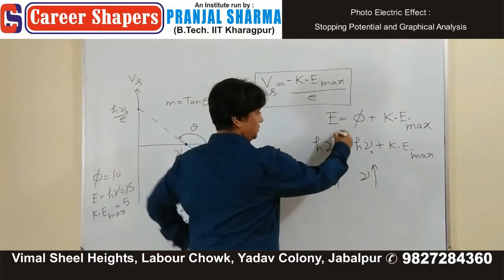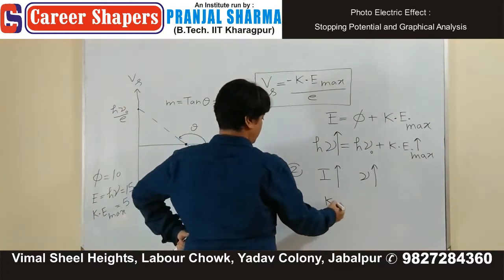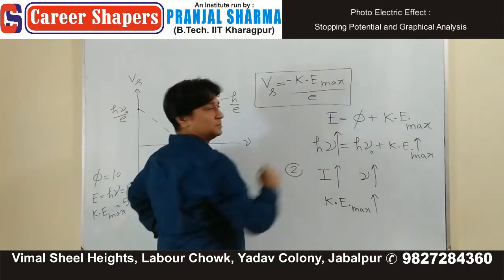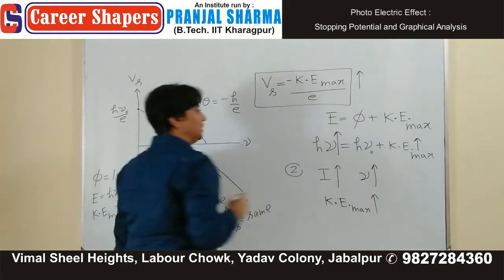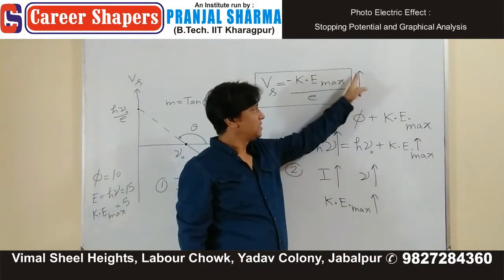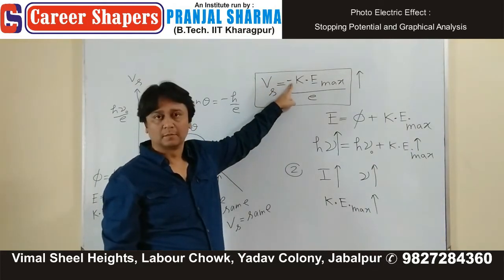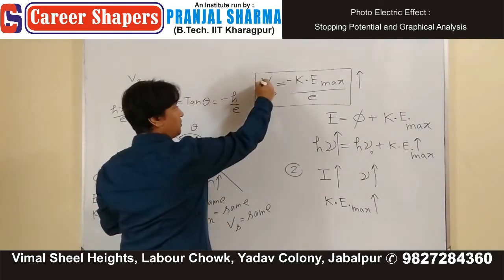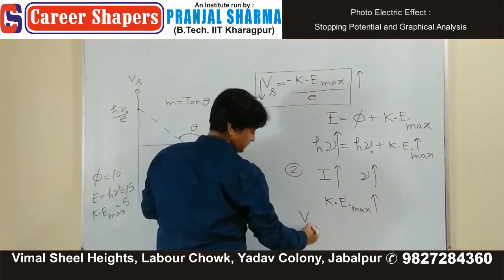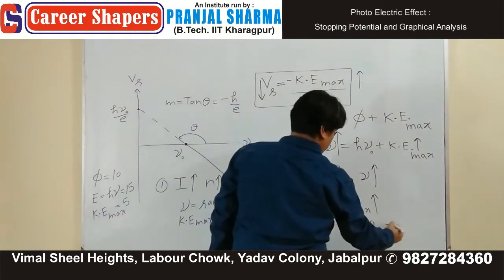If you are increasing nu, Kemax will increase. So this time you found that Kemax increases. If Kemax increases, then mostly people say that stopping potential also increases. But look at the negative sign. Because of the negative sign, stopping potential decreases. What is happening? Stopping potential, let's say, is minus 10. Then it becomes minus 20. Then it becomes minus 30.